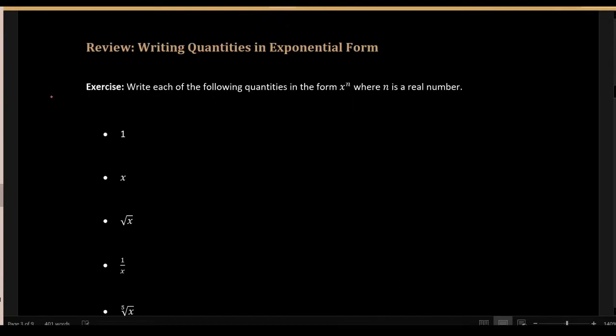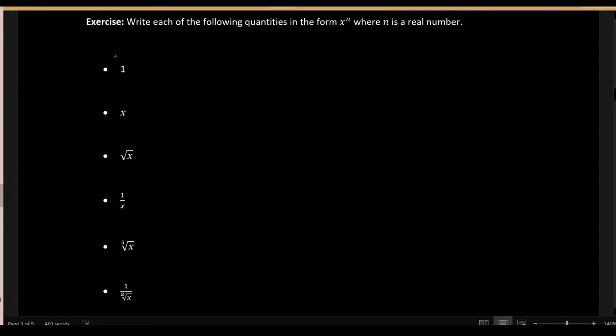Now it may seem that the variety of functions to which the power rule can apply is extremely limited. And true, it is limited, but it's not quite as limited as it might seem at first. I'm going to show you how to express all 6 of the following quantities in the form x to the n, in a format so that the power rule could be applied.